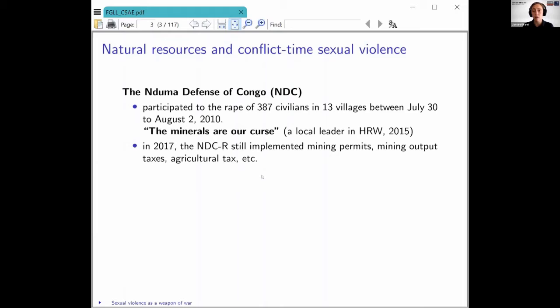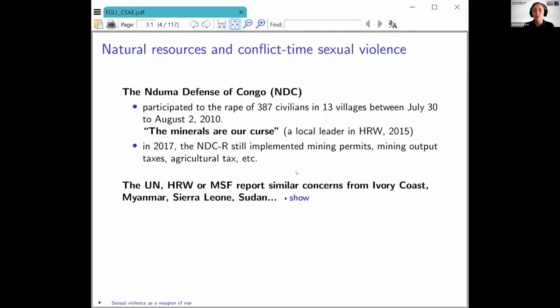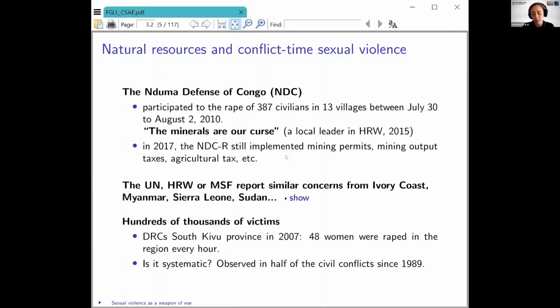There's evidence of such a taxation strategy, and sexual violence used to enforce taxation around natural resources from various countries. And it really concerns hundreds of thousands of victims. If we look only at the South Kivu province of the Democratic Republic of Congo in 2007, it's estimated that 48 women were being raped in the region every hour.